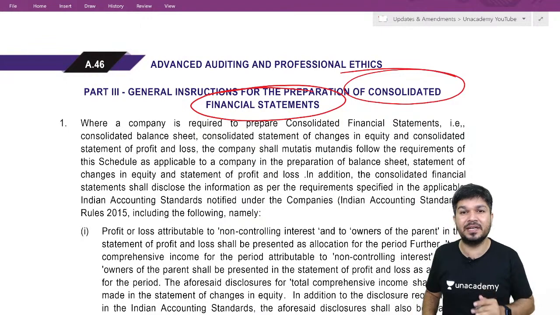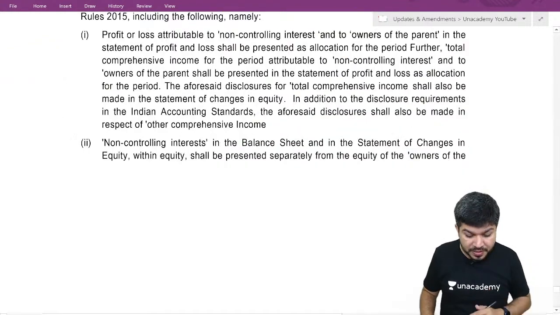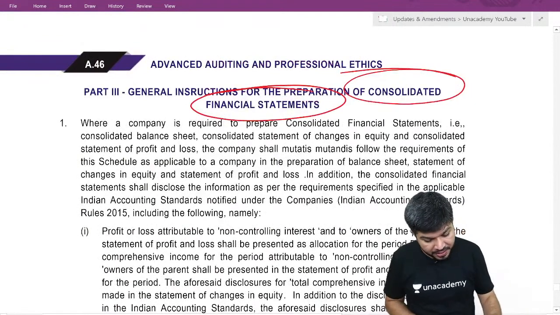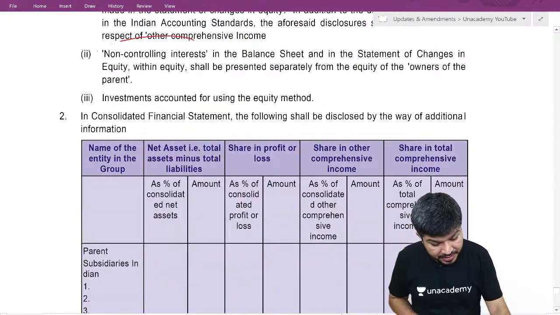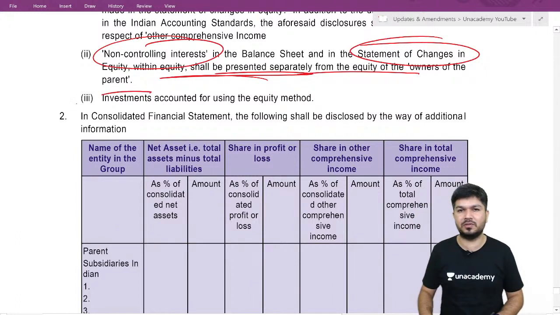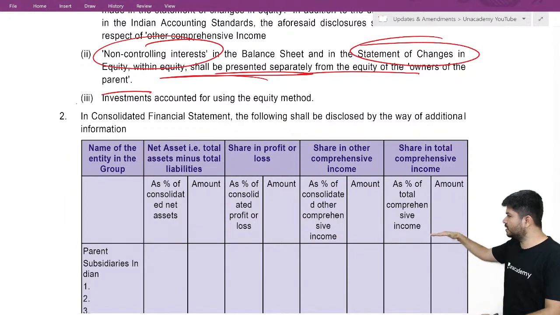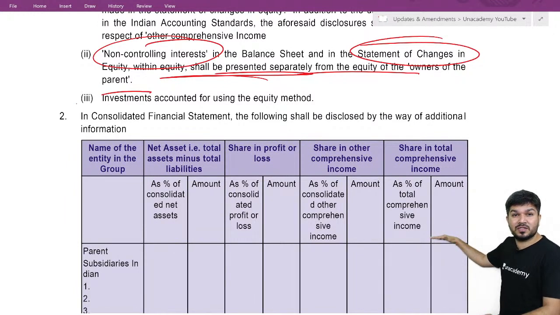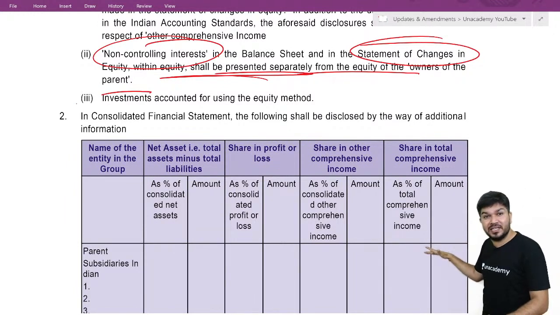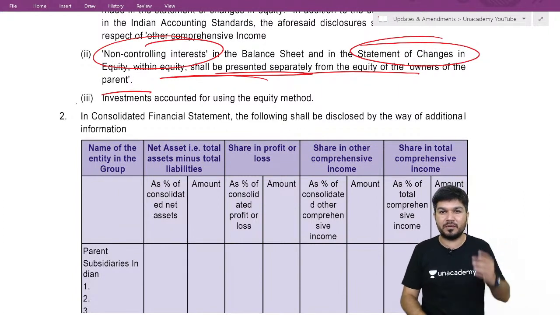NCI, where does it appear? NCI will appear under equity but separately from owner's equity. So we have equity share capital, other equity, that is equity attributable to shareholders or parent. Then you have NCI, then you have a total equity. So under equity, separately from owner's equity.